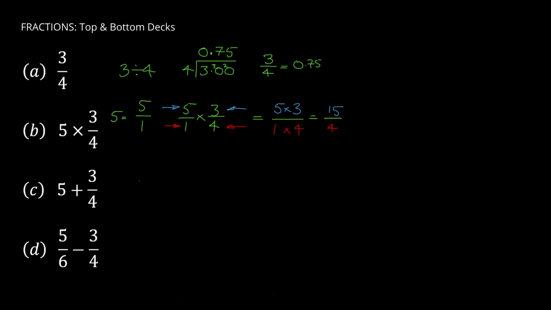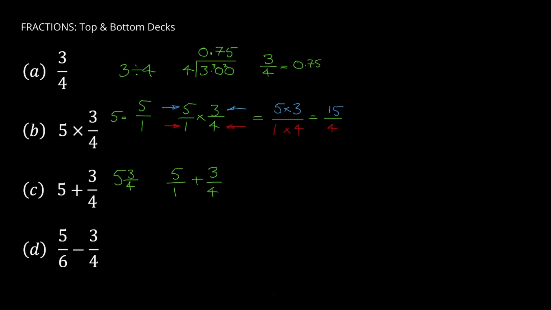Okay, our third fractional problem asks us to add 5 to 3 over 4. And yes, of course, the answer can be described as a mixed number as 5 and 3/4. But let's do it and keep it in fractions. So we know already that that 5 can be transformed into a top and bottom deck fraction by just writing it as 5 over 1. And we've been asked to add 3/4 to that.